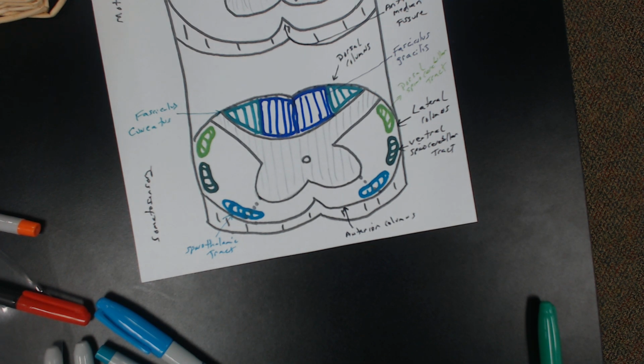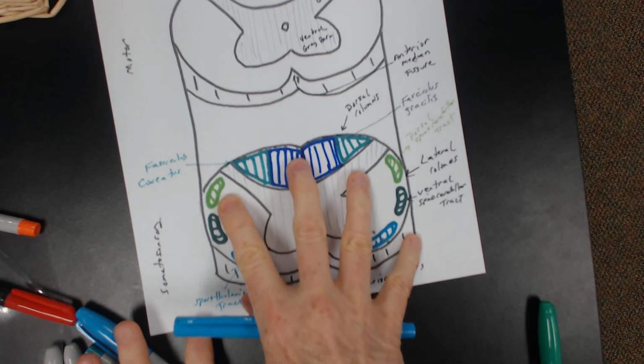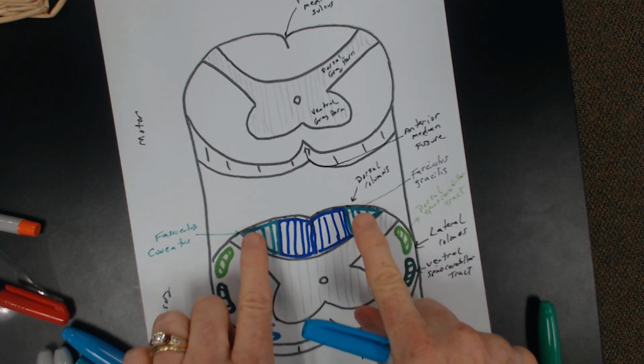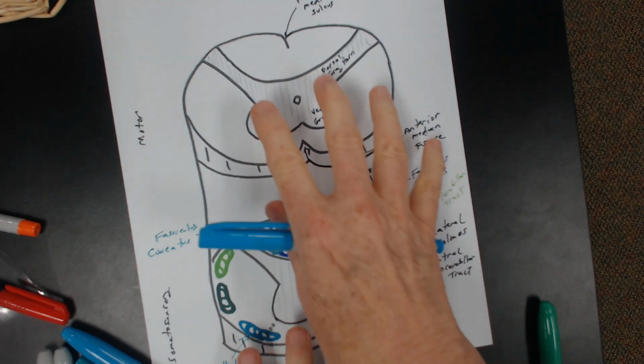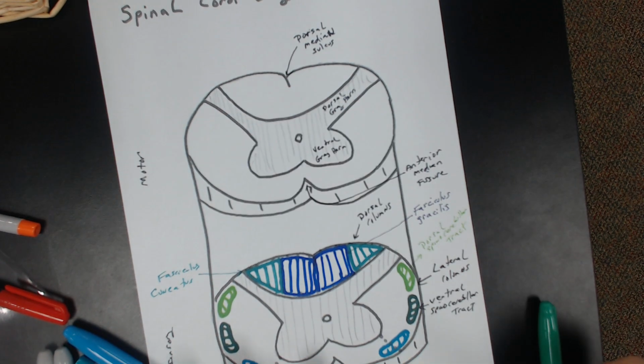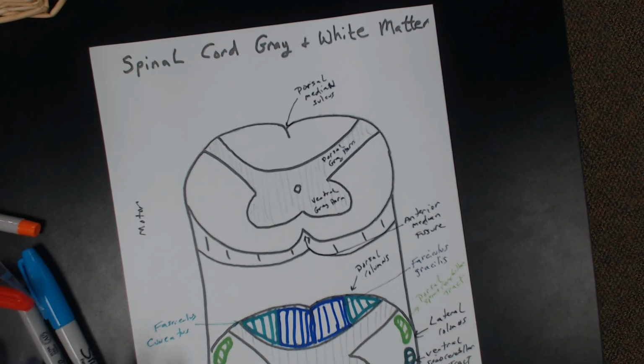These tracts are nothing more than bunches of myelinated axons. And that's it. They have a common origin and a common destination. That's how they're named. Okay, that's the somatosensory system. And realize these are all going up here, but I'm only going to choose to do the motor up here, just to make it simple.